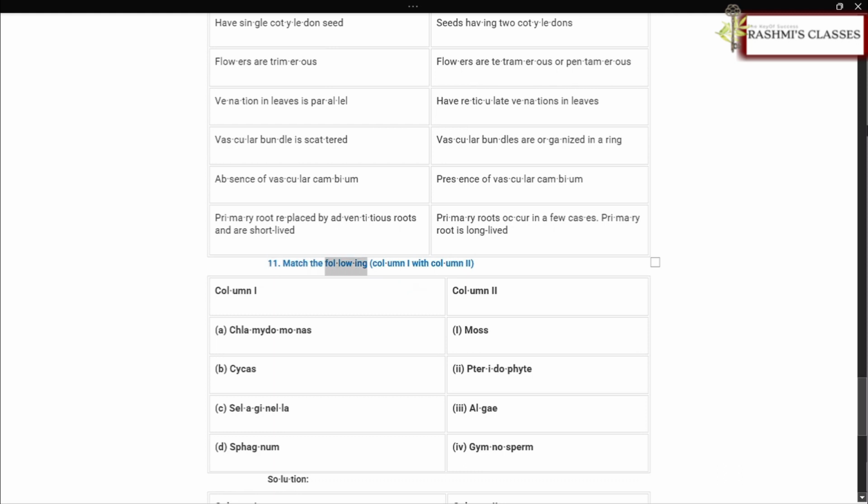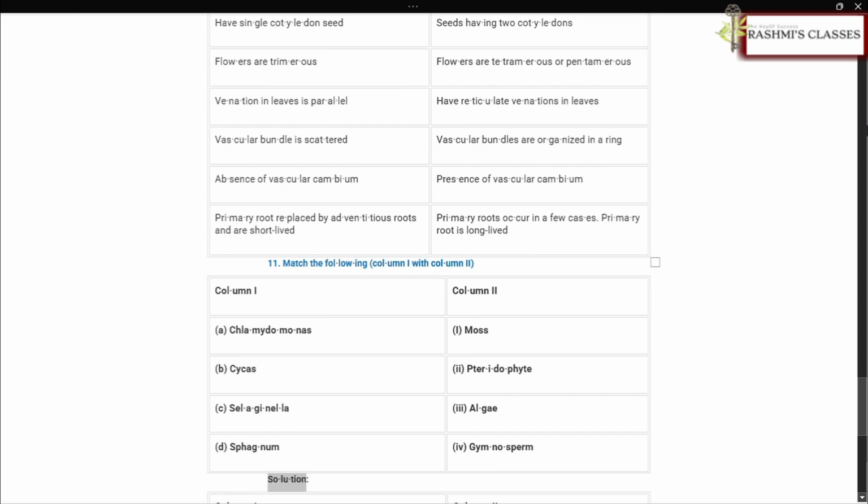11. Match the following, column 1 with column 2. Column 1: A. Chlamydomonas, B. Cycas, C. Selaginella, D. Sphagnum. Column 2: 1. Moss, 2. Pteridophyte, 3. Algae, 4. Gymnosperm.